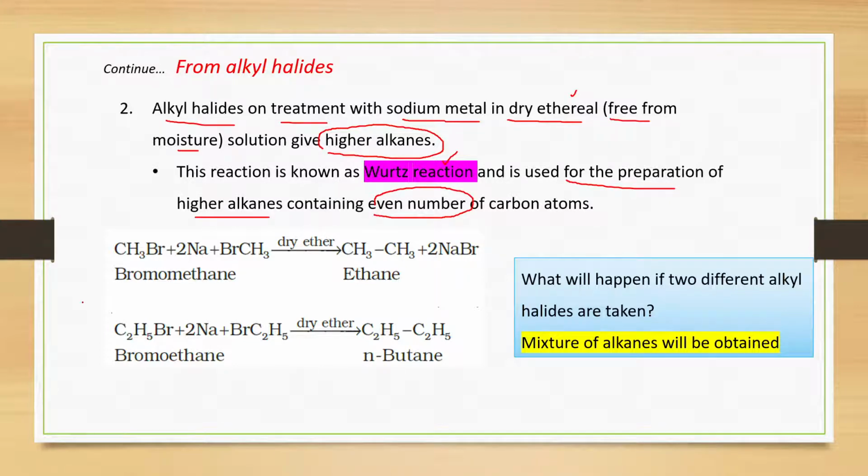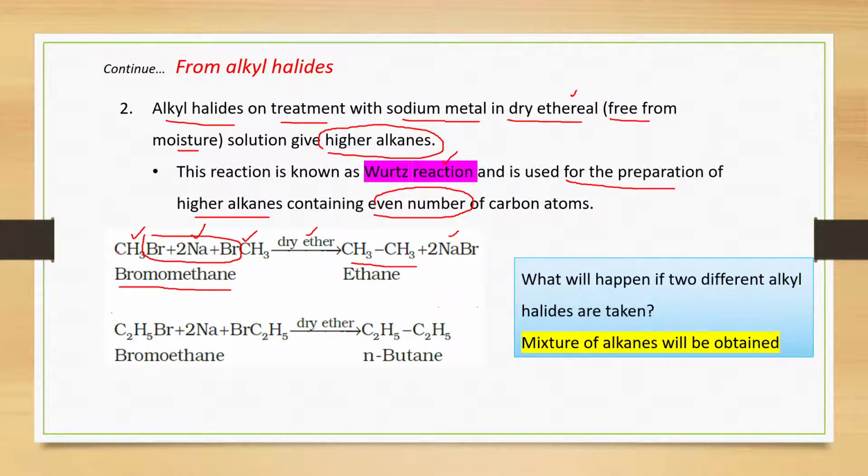For example, bromomethane. This is one molecule of bromomethane. This is another molecule of bromomethane. These two molecules react with the sodium in the presence of dry ether. Then NaBr is removed and we will get ethane.